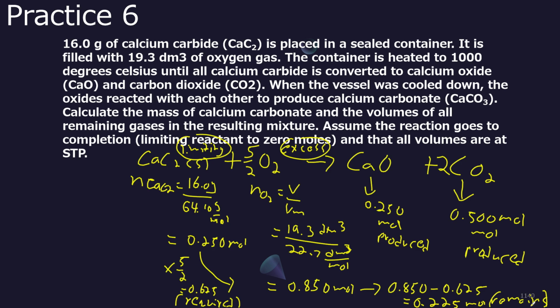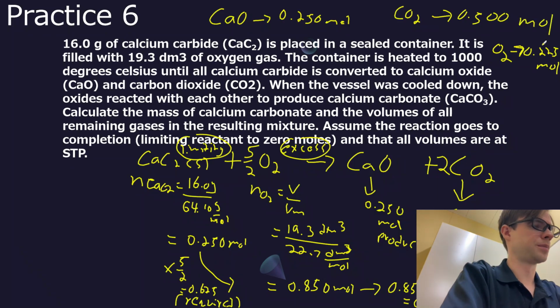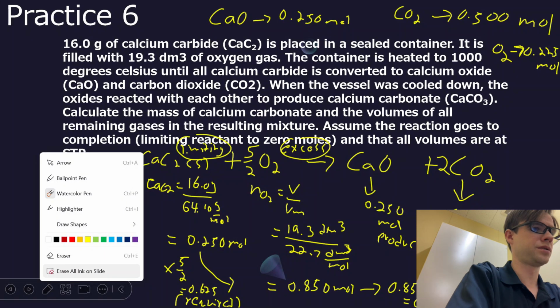I'm going to write at the top. So CaO, we produce 0.25. CO2, we produce 0.5. And O2, we have 0.225. Okay, with that, we should be able to do the rest of this question. So I'm going to clean up this page.